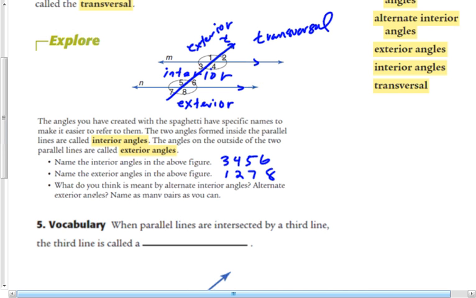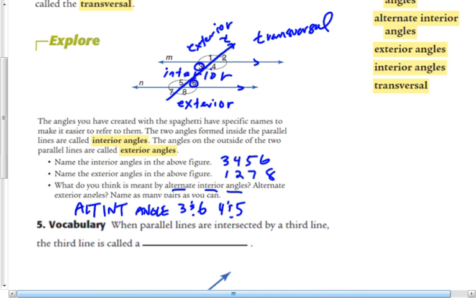What do you think is meant by alternate interior angles? Alternate interiors. Alternate means every other. So in this case, we're going to say that the 3 and the 6 are alternate interior angles. So 3 and 6 are a pair of alternate interior angles. So let's just abbreviate that. Alternate interior angles: 3 and 6, and there's another pair. Can you see that? And that would be 4 and 5.